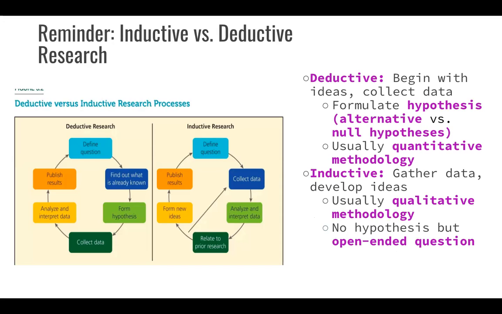So we've gone over the distinction between inductive and deductive multiple times, and we should know by now that deductive is usually associated with quantitative methodology, and inductive is more likely going to be qualitative methodology. And another key distinction is that with deductive research, you are formulating a hypothesis. Actually, two. You have your alternative hypothesis, and you can have multiple of those, and you have your null hypothesis. And then you don't have hypotheses when you are doing inductive research. Instead, you're asking an open-ended question.